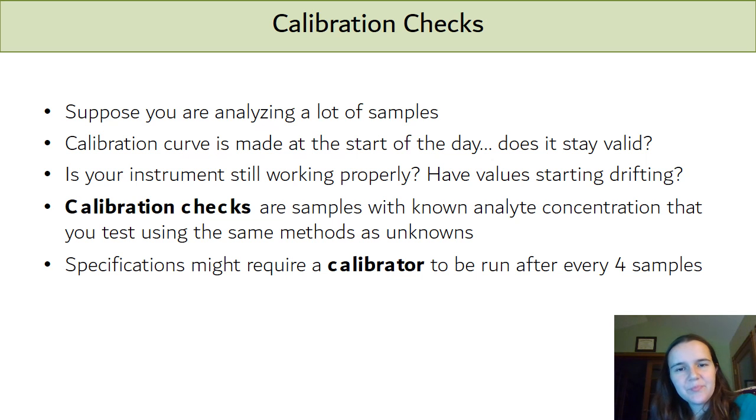Now, calibration checks. Suppose you're analyzing a ton of samples. Maybe you've got 30 of them. You made your calibration at the start of the day. Is it still valid at the end of the day or throughout? Do you know if your instrument's working properly? Maybe the values have started drifting. So we have what's called a calibration check. It's a sample that you know the concentration of, and you test it just like it was an unknown. And maybe you have to do it every 4 samples, maybe every 10. Kind of depends on how long your sample analysis is and how likely it is to drift. You should get the right answer for this.